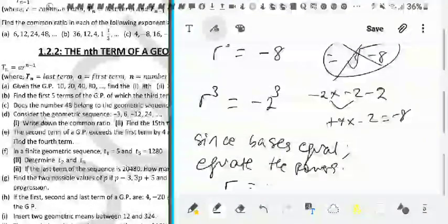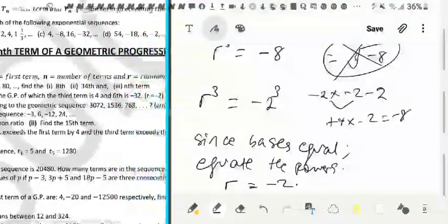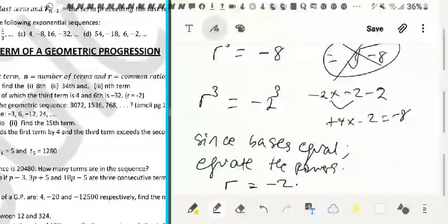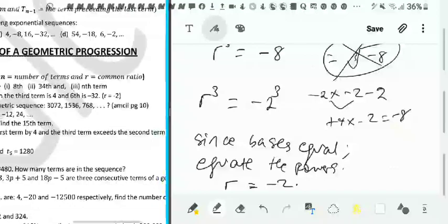So R is equal to what? Negative 2. R is equal to negative 2. Okay, I think I put something like that there already.